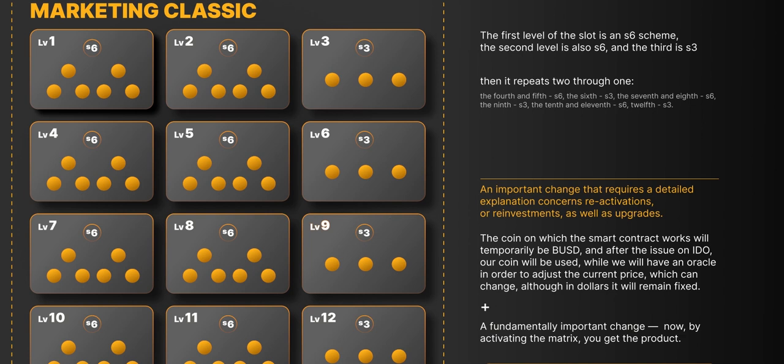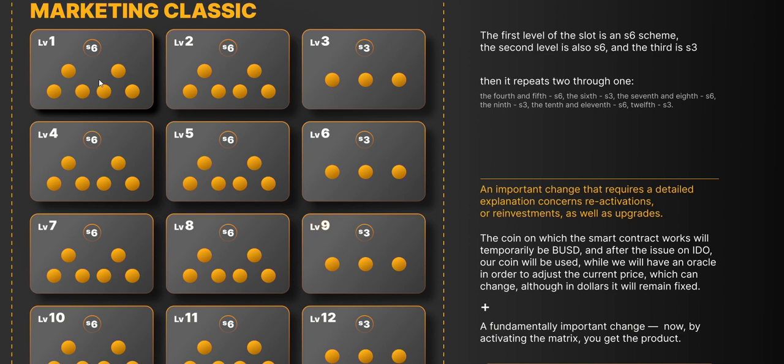So as you can see, in level 1, we have the X6. In level 2, we have X6. But then in level 3, we have the X3. So I did explain that in X6, you are at the top where it's X6, and then these are the people that you will add into your programs.